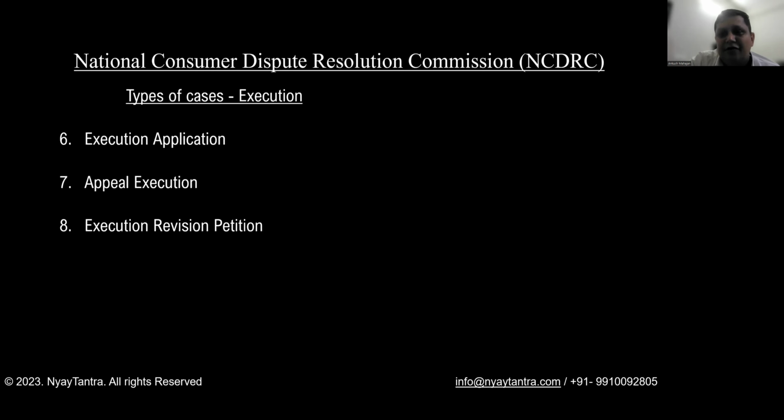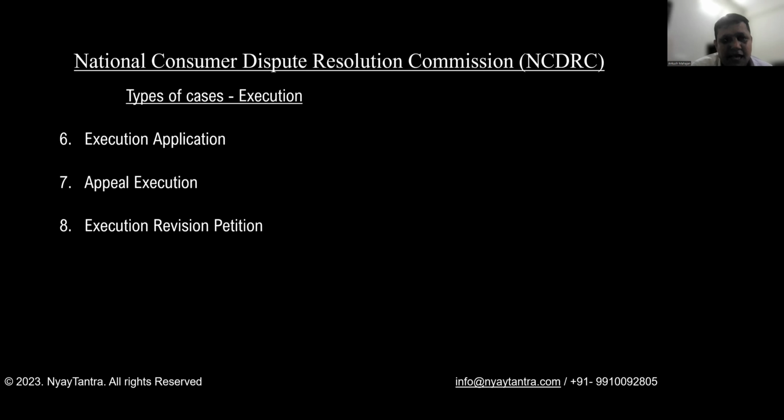Then another category of cases before the NCDRC is related to execution. Normally, the complainant generally considers that once I have got the NCDRC order, it will automatically be enforced through the NCDRC, and the opposite party will pay me accordingly as per the order. Ideally it should happen, but generally it doesn't happen. So the complainant or the party who has got a favorable order from the NCDRC has to move an execution application. In the execution application, you are telling the NCDRC forum that you received the particular order and you want to seek execution of this order through the NCDRC. Accordingly, NCDRC proceedings will happen in the execution application so that you will get the final due amount from the opposite party.